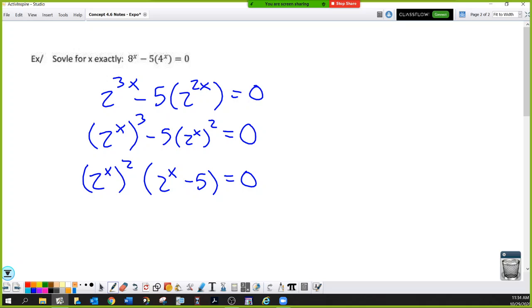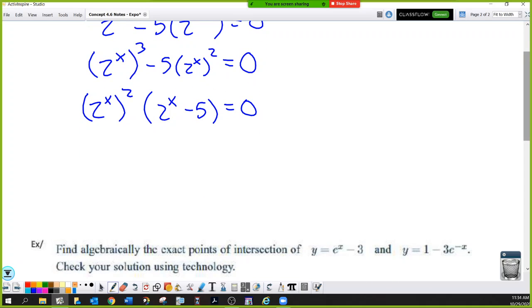And then you just solve for x. The way we do that is by setting both of the parts equal to 0. So the first one says 2 to the x equals 0. And the next one says 2 to the x equals 5. So we have to solve for x.